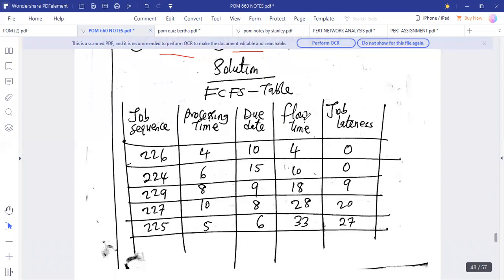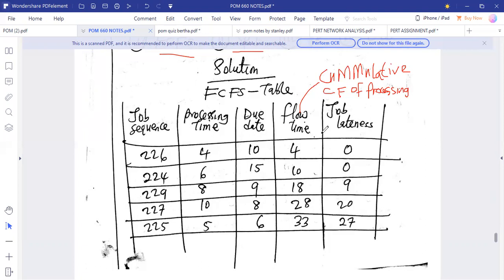Now, flow time is the cumulative frequency of processing time. So we are simply saying this is the cumulative frequency of processing time. So cumulative CF is just the CF. Meaning we are just getting the processing time, and then we are finding the cumulative frequency of that one.